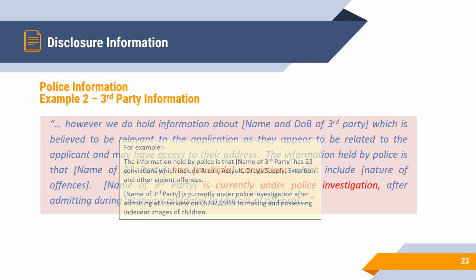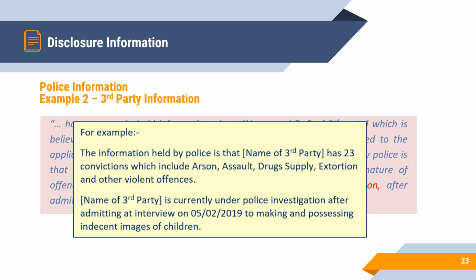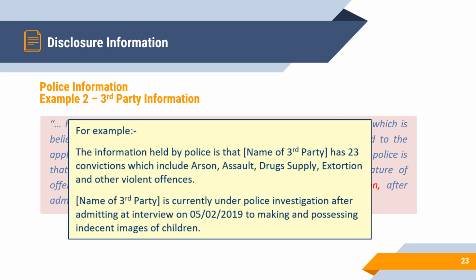In specific terms, this might read like the example highlighted on screen, where police indicate that the third party has numerous convictions, including for arson, assault, drug supply, extortion, and other violent offences. Police also disclose that the named third party is under investigation after admitting making and possessing indecent images of children.